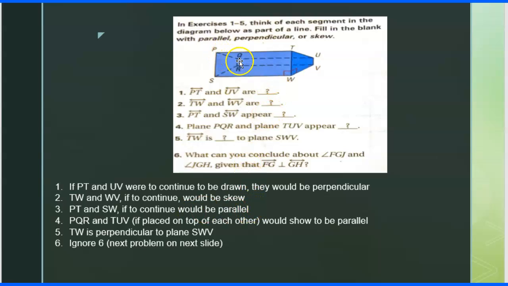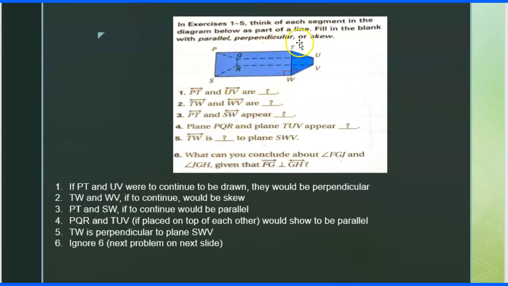PQR, so we've got this little plane, and TUV. If you place those one on top of the other, it would show that they are parallel. And it is, so you've got TU, you've got PQ, those are parallel. UV, QR are parallel. So you almost have to look at it as individual segments to figure that out.